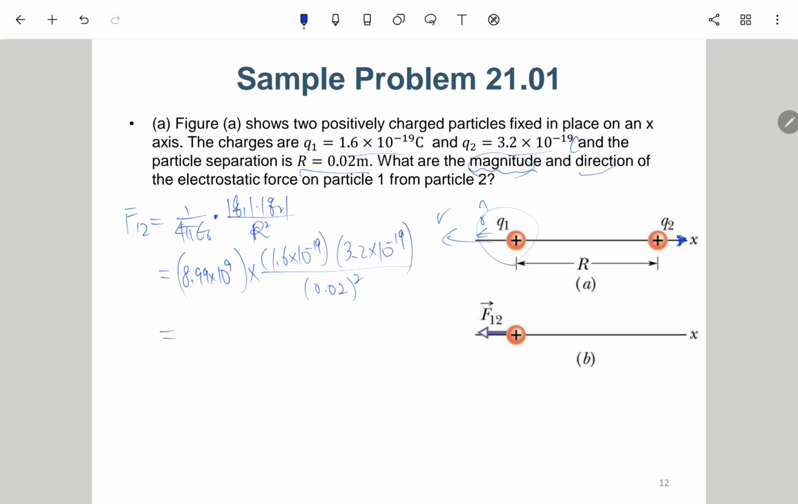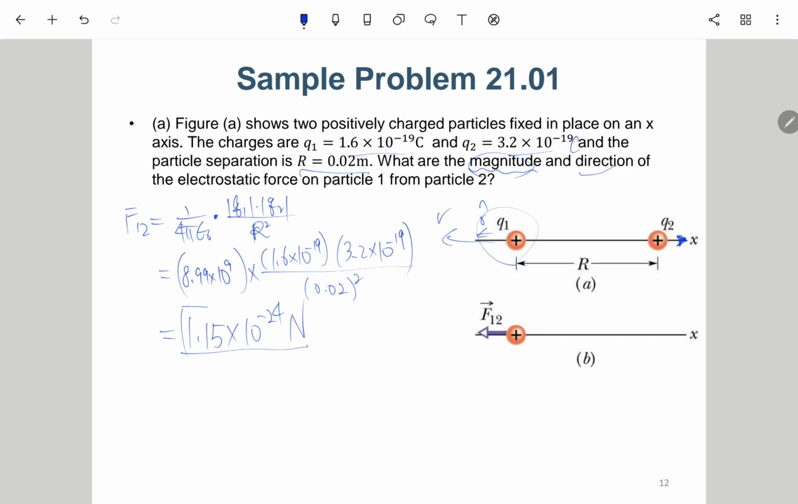Okay, so actually you can just press it in the calculator and then calculate for you. So the answer will be 1.15 times 10 to negative 24 Newton.